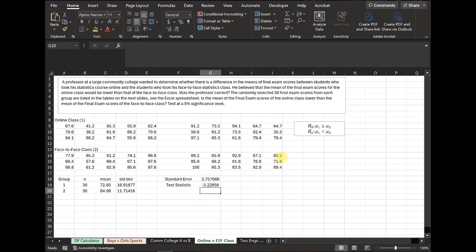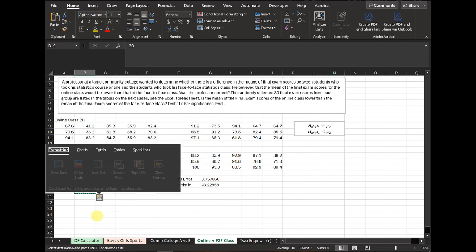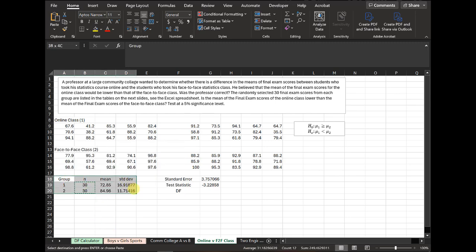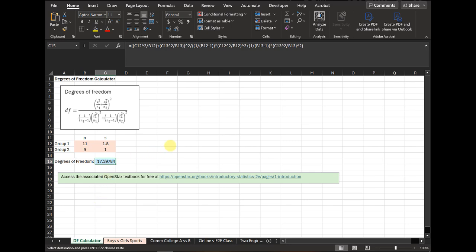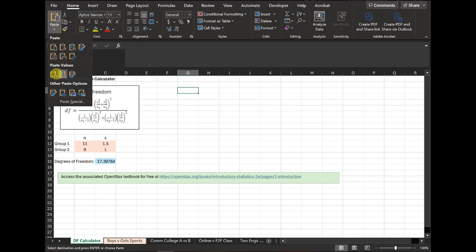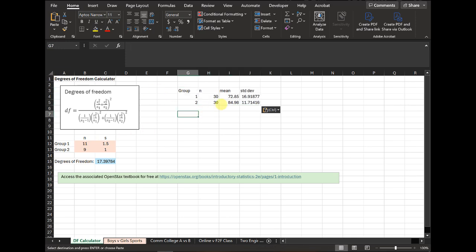Okay, and now the last thing I need, since we are in students T, is my degrees of freedom. So I am actually going to just put this into my degrees of freedom calculator. I'm just going to take all of this data for a moment and paste it into my handy little degrees of freedom calculator that's on the first page of this workbook.